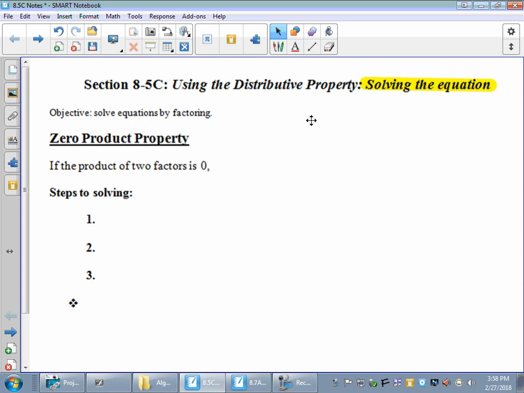We will be solving the equation in other chapters later after we've learned more factoring techniques. However, I'm not going to spend an entire section just about solving the equation other than this video.